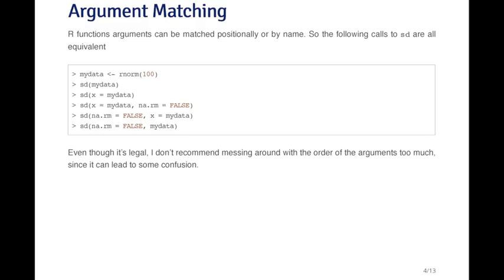In the first example, I didn't name the argument, so it defaulted to passing my data to be the first argument of the function. In the next example here, I'm going to name both arguments. I'm going to say x equals my data and na.rm equals FALSE. That calculates the same thing as before. Now when I name the arguments, I don't have to put them in any special order.